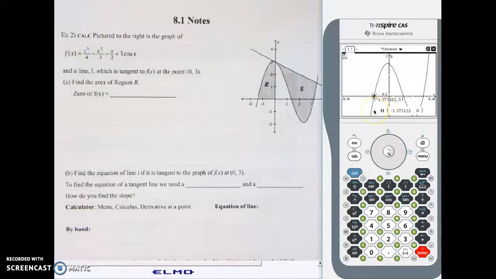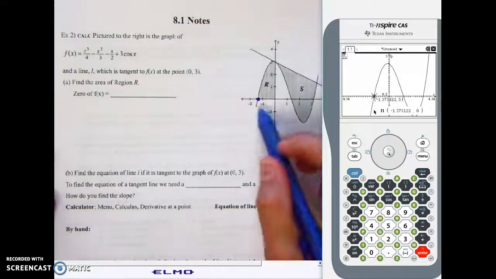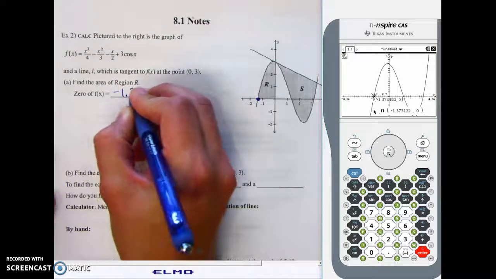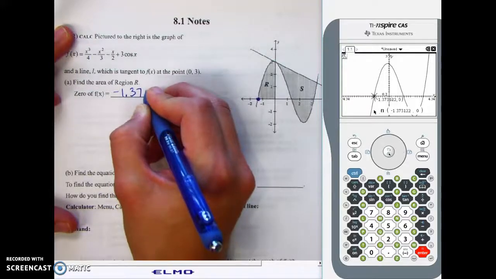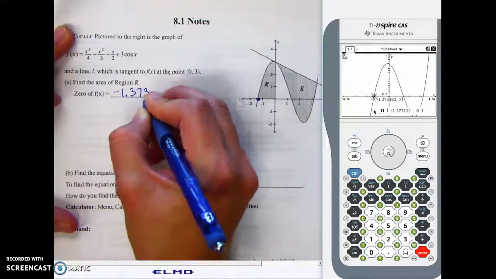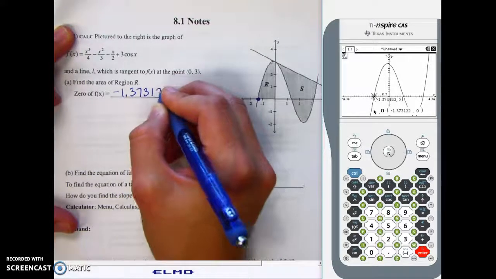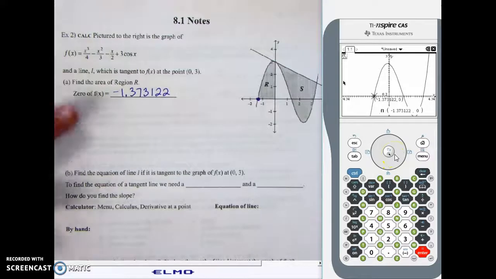So the zero for our function, the zero right here, we're looking for this coordinate point because that's where we're going to start our integral, is negative 1.3. Now, you need to write as many decimal places as you see. Otherwise, you have to learn how to copy and paste that number, which can be a little difficult. It's easier for me because I'm using a mouse, but for you guys, you're just using the click pad, it could be a little difficult.